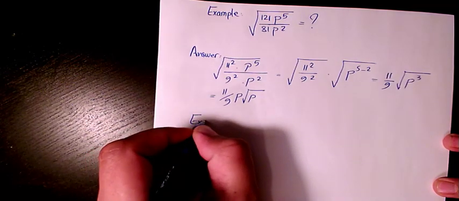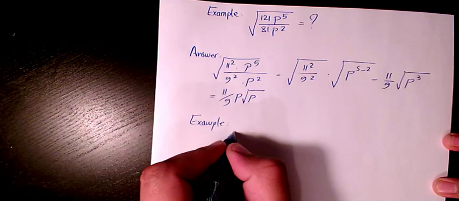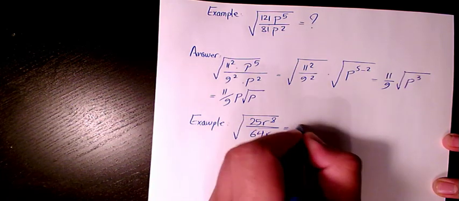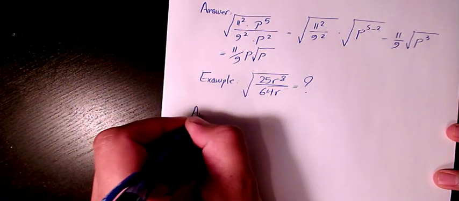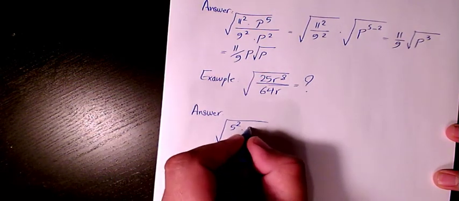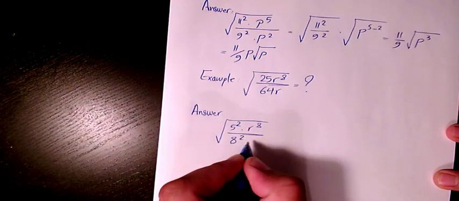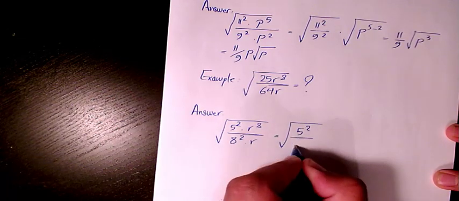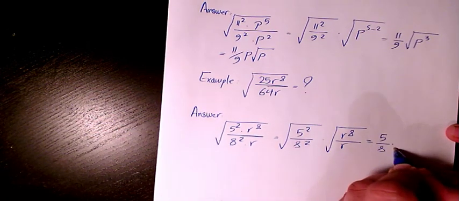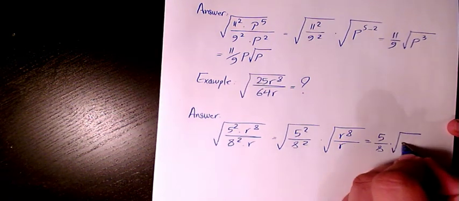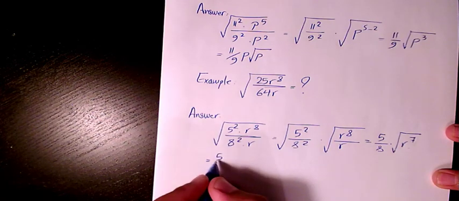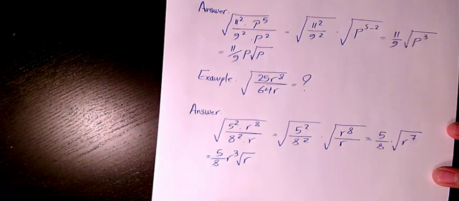Next example. It's going to be the square root of 25 r to the power of 8 divided by 64 times r. The answer is: 25 is 5 squared, 64 is 8 squared, r. So it will be 5 squared divided by 8 squared times r to the power of 8 divided by r. So that will be 5 over 8 times the square root of r to the power of 8 divided by r, which is going to be r to the power of 7. That will make it r to the power of 7 is r to the power of 6 times r. So it will be 5 over 8 r to the power of 3 root r.